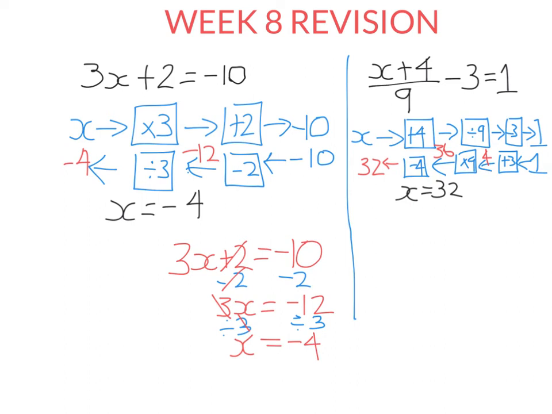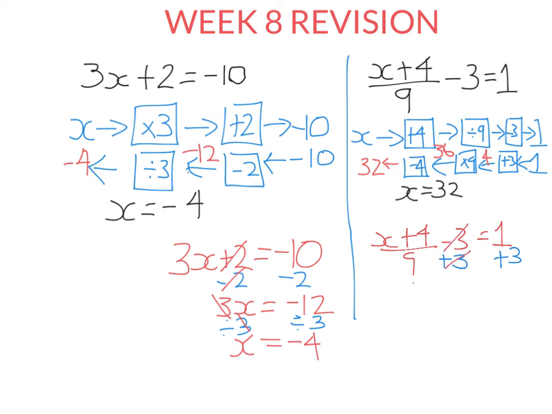You can pick which method you like. So let's try this one here using the balance method. Again, we've taken x, added 4, divided by 9, and subtracted 3. Subtracting 3 is the last thing that we did, so it's the first thing we undo. The way I undo subtracting 3 is by adding 3 to both sides. If I add 3 to one side, I must do that to the other. Of course, adding 3 and subtracting 3 undo each other.